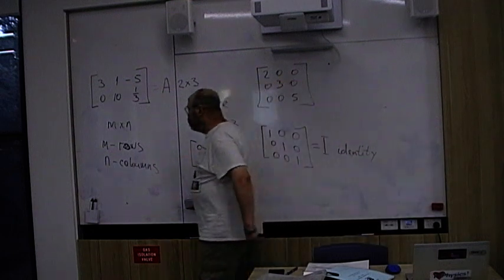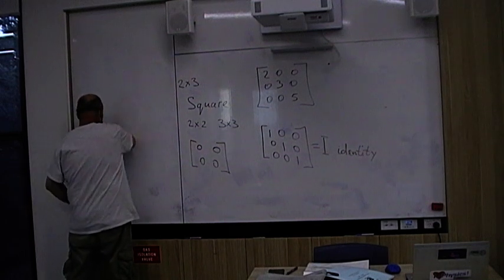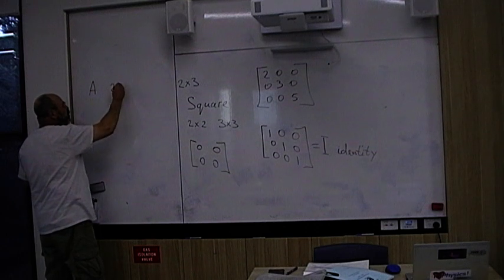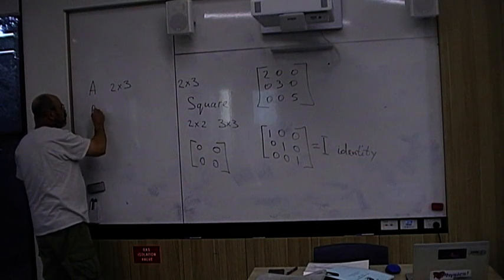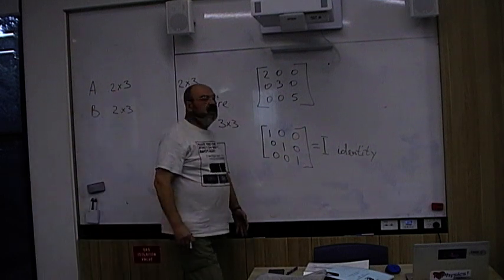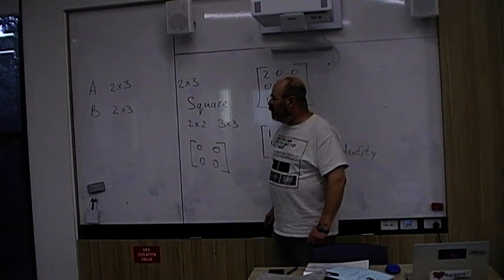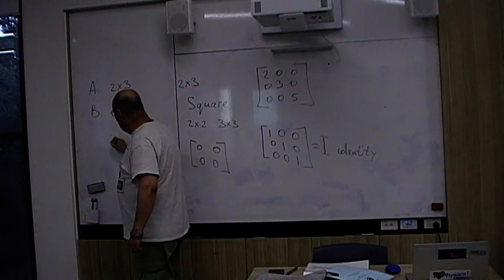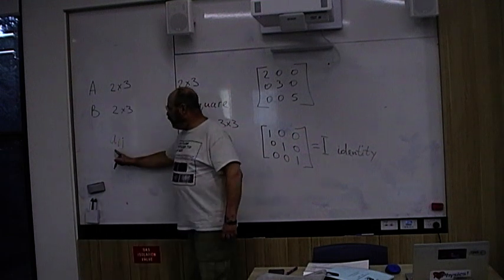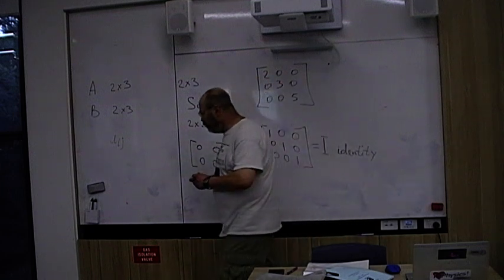Now, to add or subtract matrices, they must be of the same order. So, if matrix A is of order 2 by 3, we can add or subtract a matrix B, which will be of the same order. If they are of different order, we cannot add or subtract. Now, an element of the matrix we denote with a lowercase letter a and put i, j, where i is in which row it is, j in which column.